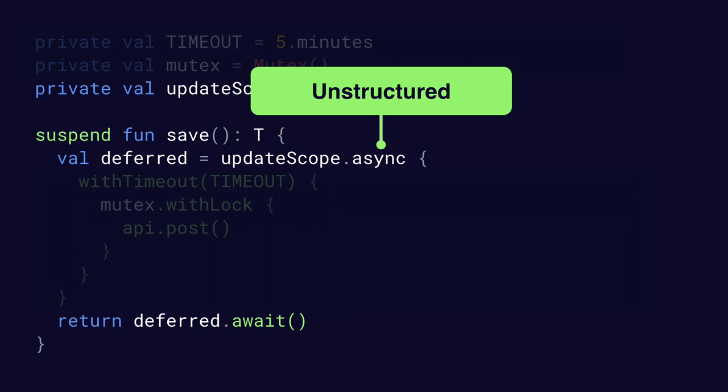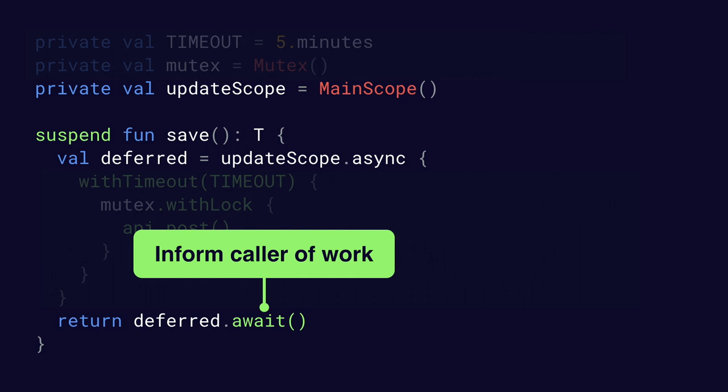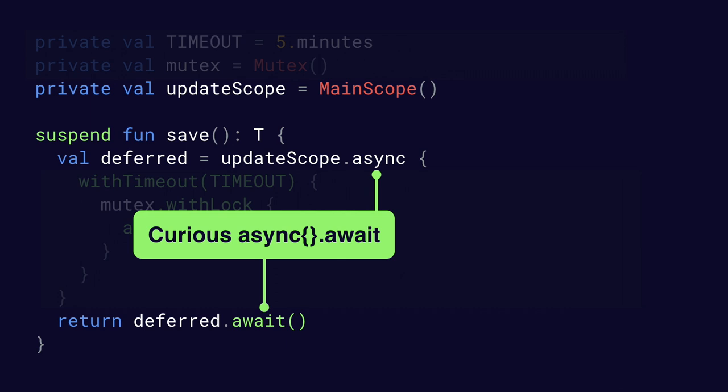So in order to bridge between these two things, I can inform my caller of the work by, in the coroutine that called me, calling deferred.await, for those of you who can't see the screen right here. So I'm going to await the result of that unstructured coroutine. It's going to run over in this other scope, but I'm going to get the result in this scope. And I call this pattern the curious async await pattern, because it's a very strange pattern, but it comes up all the time when you start unstructuring coroutines, unstructuring concurrency. So basically what it's doing is launching an unstructured coroutine in another scope, and then passing the result and all the exceptions to the scope that called that suspend function.